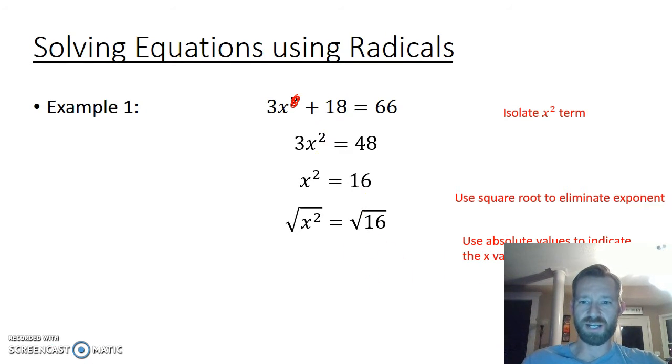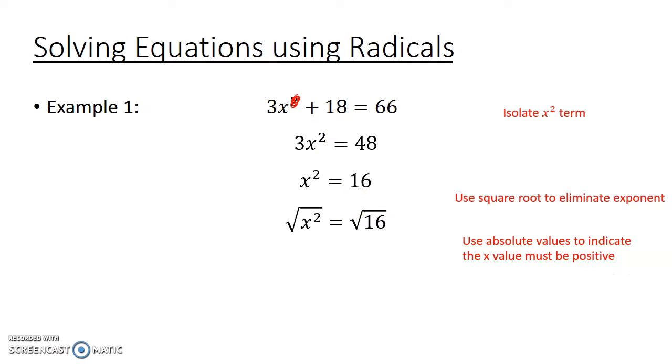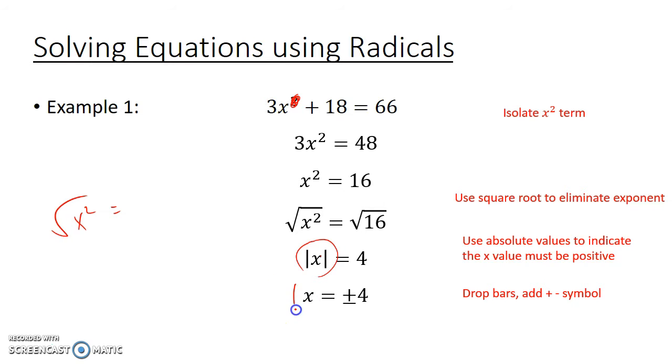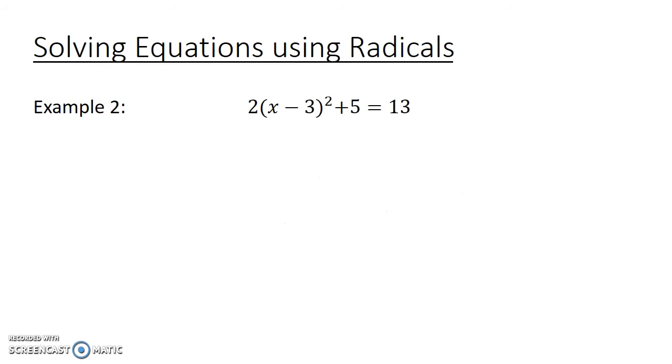And the thing that you've got to be careful about here is that the square root of something squared is a positive version. So we indicate that positive version with an absolute value. We already know how to drop absolute value bars: drop the bars, add plus or minus, and we've got our answer here. So there's two answers, plus 4 and also minus 4. Both answers work.